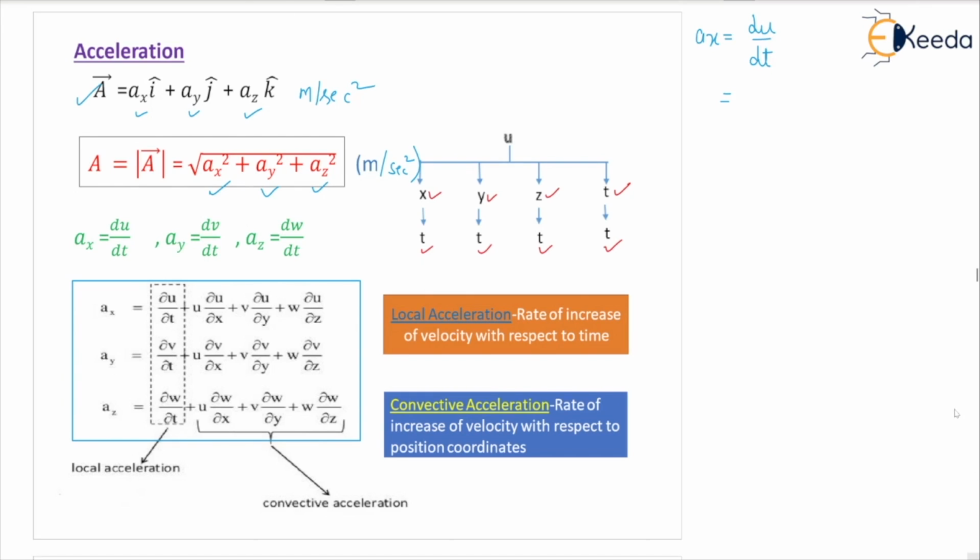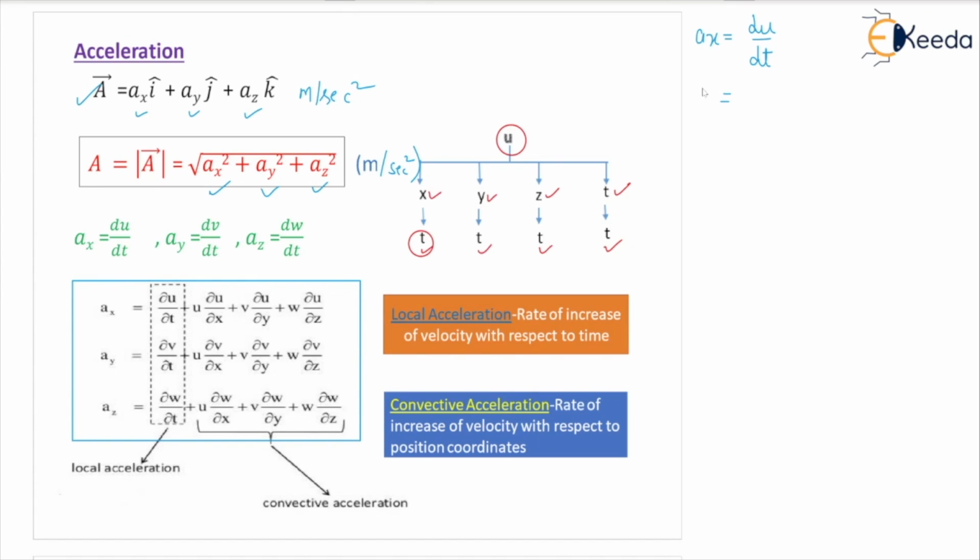So how to write du by dt? u is here and t is here, right? So there are 4 paths by which you can reach t. First I will write du by dx and then dx by dt. Like this is one path, then du by dy and dy by dt.